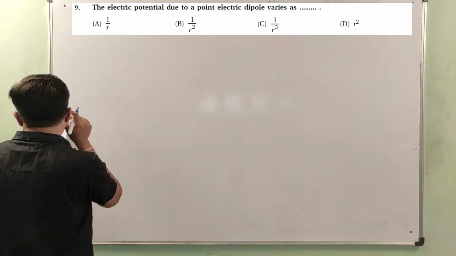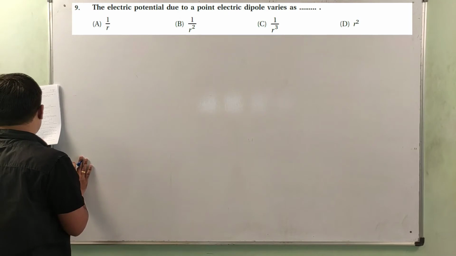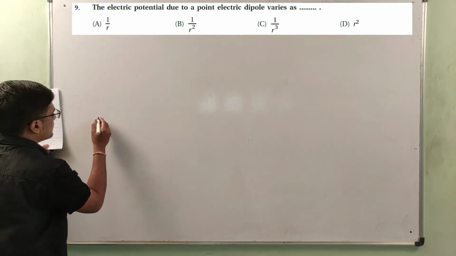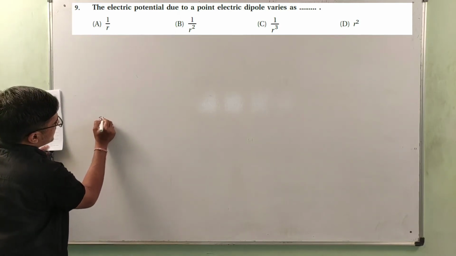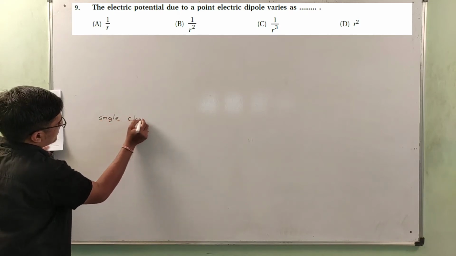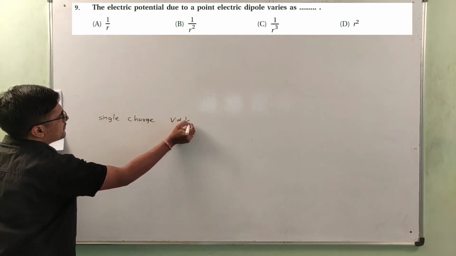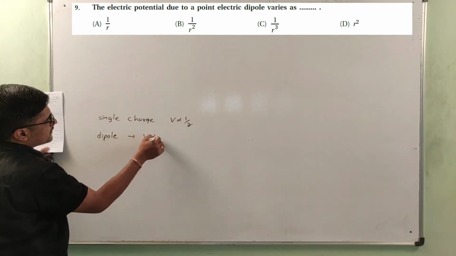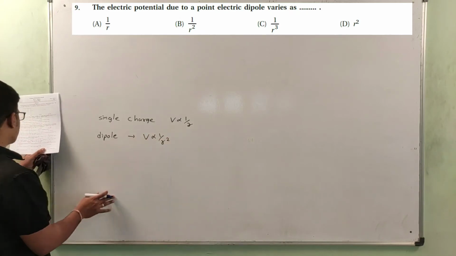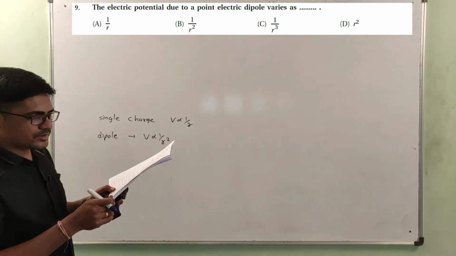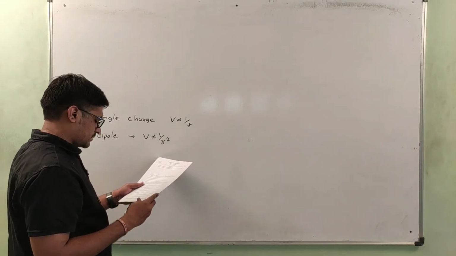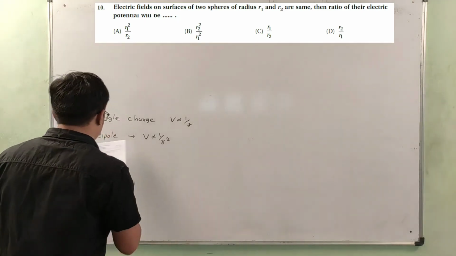Then the next question, ninth: the electric potential due to an electric dipole varies as? The electric potential due to a single charge is proportional to 1 by r, and the potential due to a dipole is inversely proportional to r square. You should remember, for a dipole it is inversely proportional to r square.